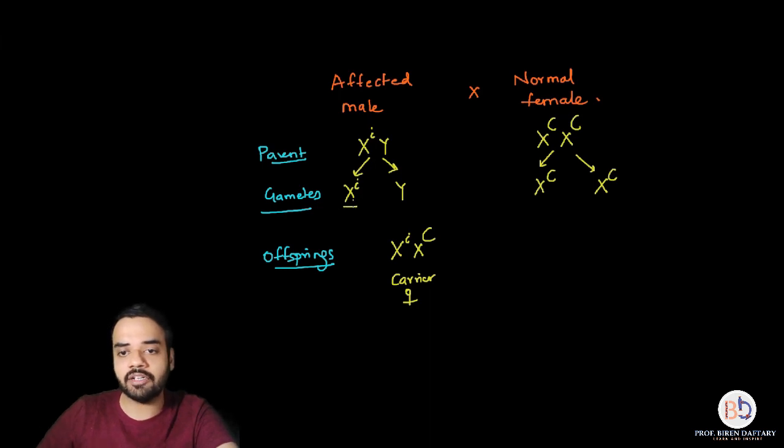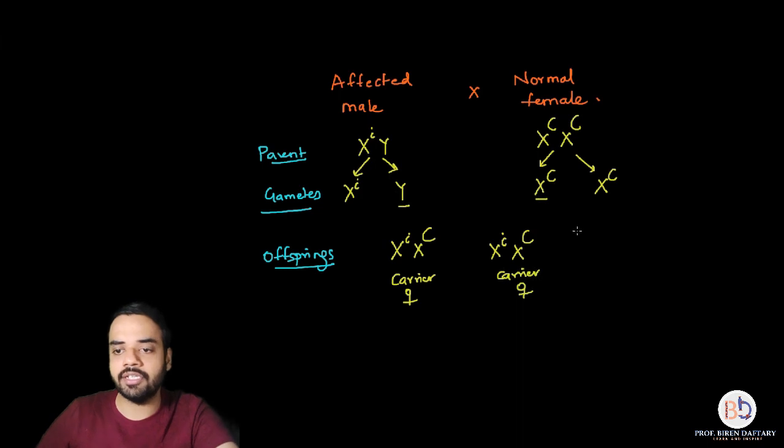The next combination will be this and this. So again, it will be X small c X capital C, again the same result, right? Again the result will be carrier female. So let us write it down over here, carrier female. Now Y over here and X over here, so it will be X capital C Y. So that is a, I'm sorry, that is a normal male.